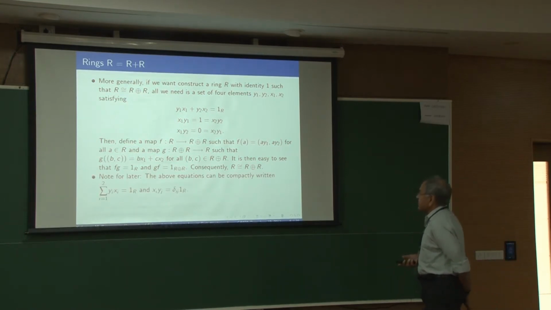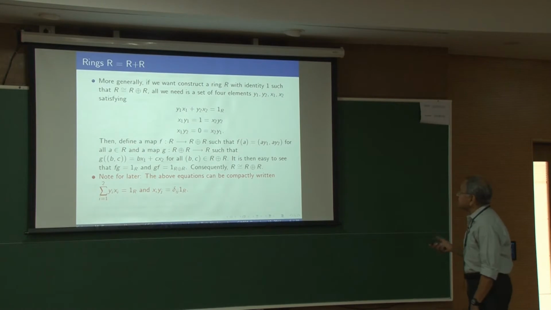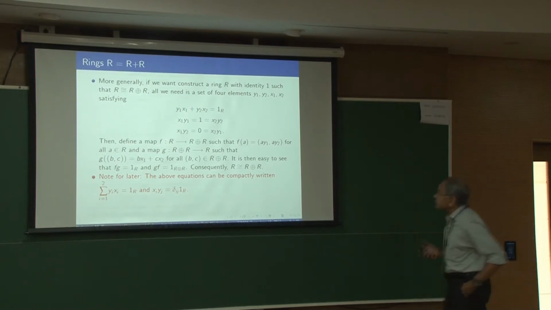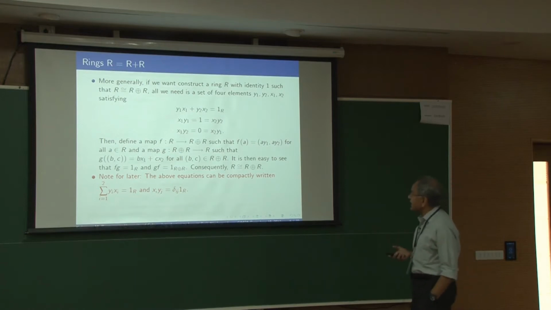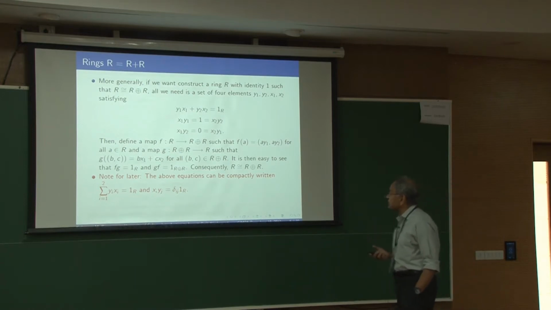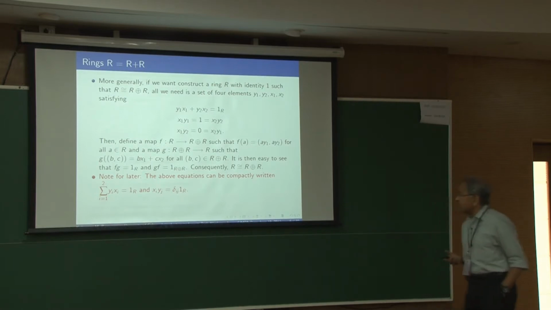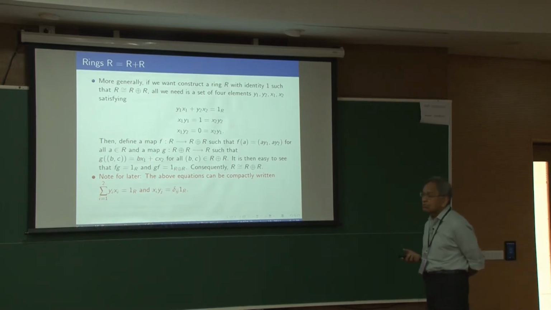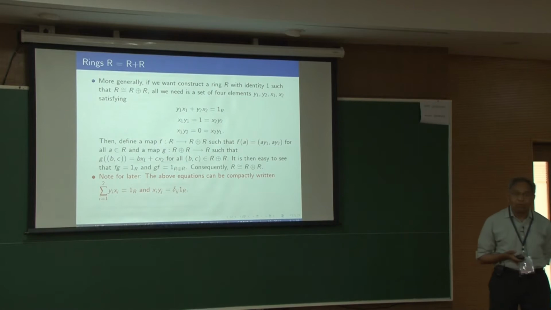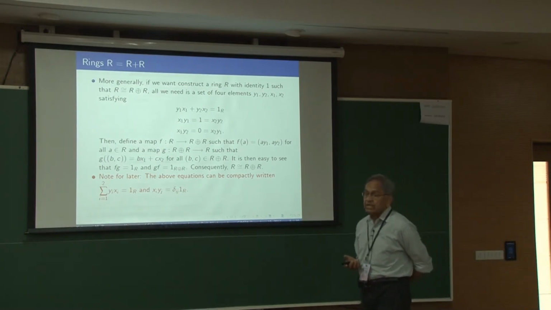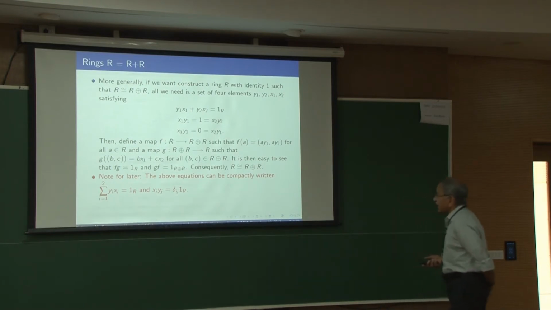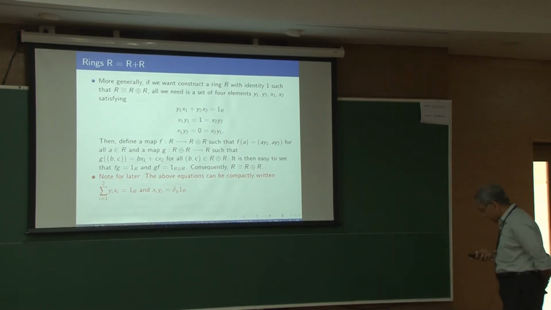Just for a notation we'll be using later, those conditions on the y_i and x_i can be compactly written. The first equation is of course the summation of y_i x_i equal to 1, i running from 1 to 2. The next equations can be compactly written as x_i y_j equal to delta_ij times 1. That is, x_i y_j is 0 if i is not equal to j, and x_i y_j is 1 if i equals j.